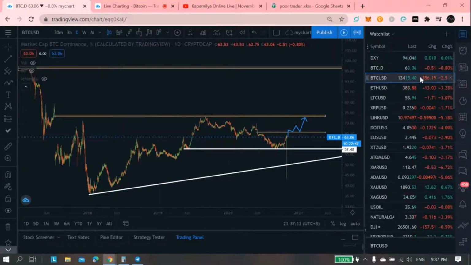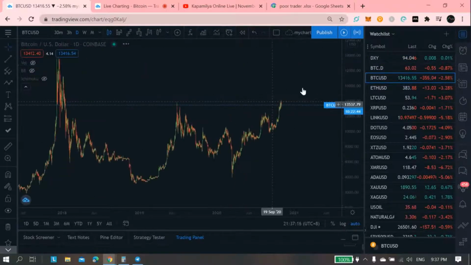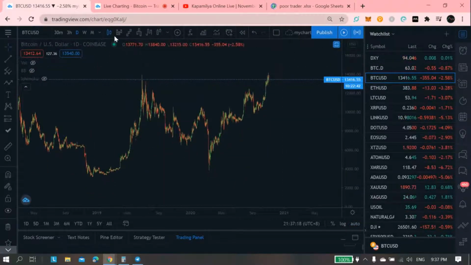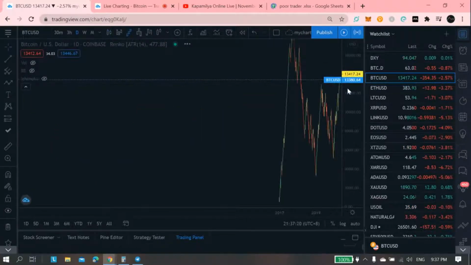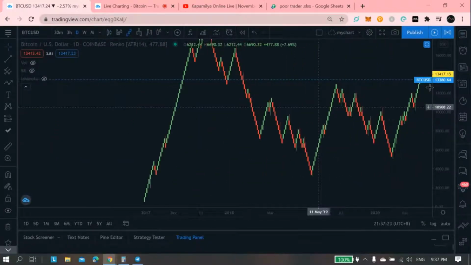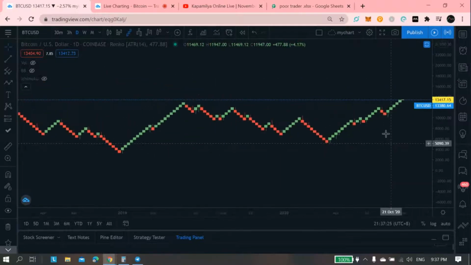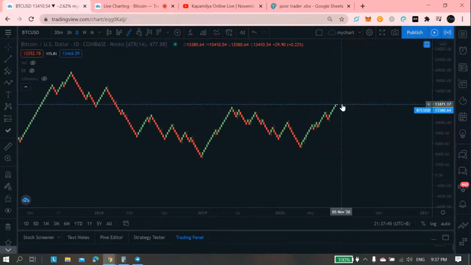So I have an alarm at 13,400. Why? Because let me show you again the Renko chart. If you are using the Renko chart, each Renko brick is a support and resistance. If you point this to this Renko chart, the high is 13,380.64. I just round it off to 13,400. So it means that it is now possibly forming another bullish Renko.